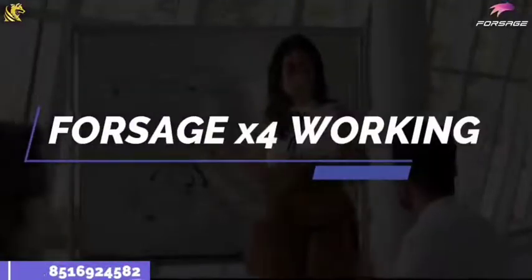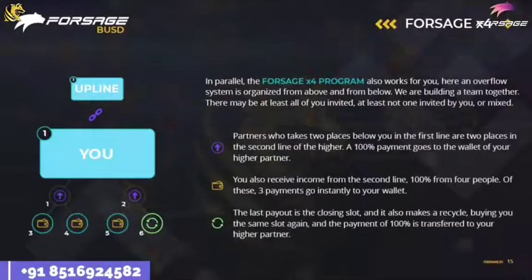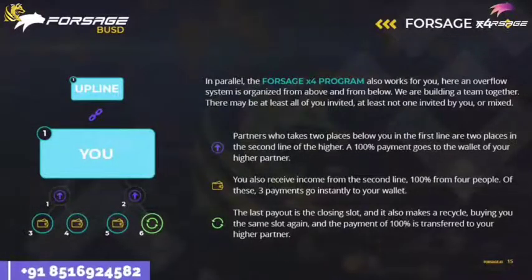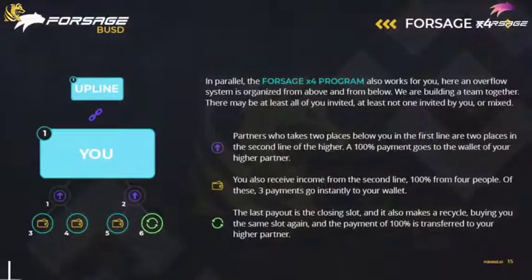So now let's know the working of the Forsage X4 program. Here an overflow system is organized from above and from below. Here Forsage is building a team together. There may be all of them invited by you, none invited by you, or mixed.